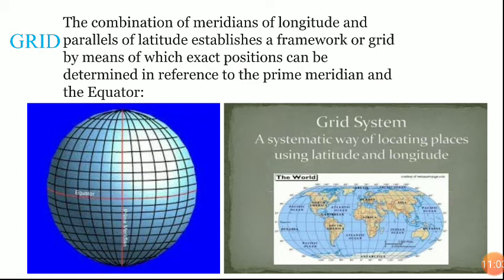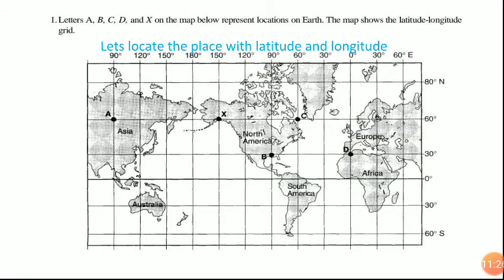Thus, grid is nothing but a mesh or a combination of parallels and meridians. Again, I am repeating, right, that the grid can only be seen on maps and globes, but there is no such grid on the earth. Grid is like a coordinate system which you learn in maths, and thus it helps to know the exact location of a place. This is a small activity. In this, you have to find the location of the alphabets A, B, C, D, and X.